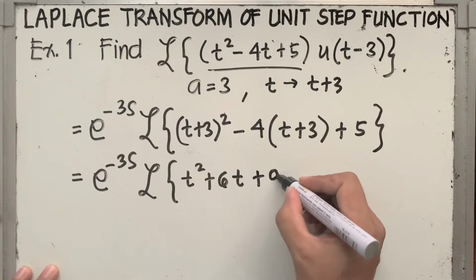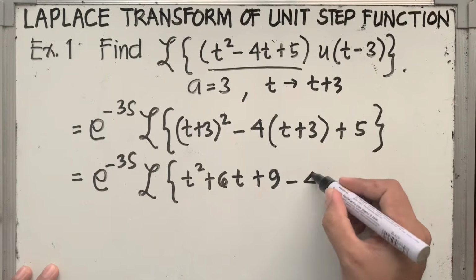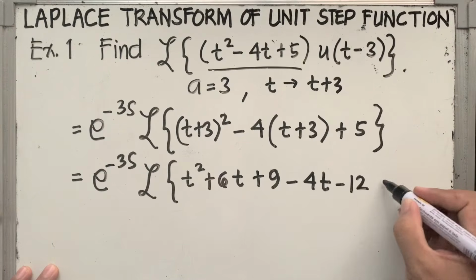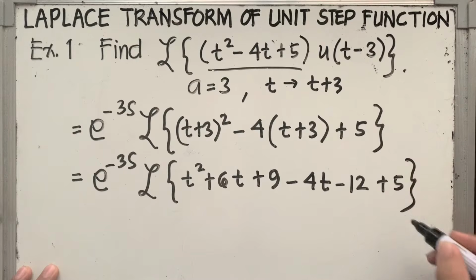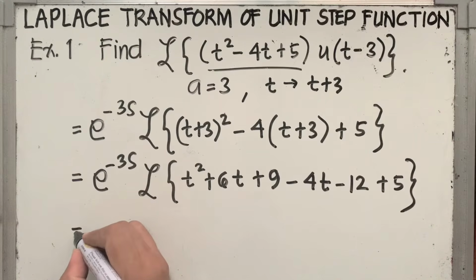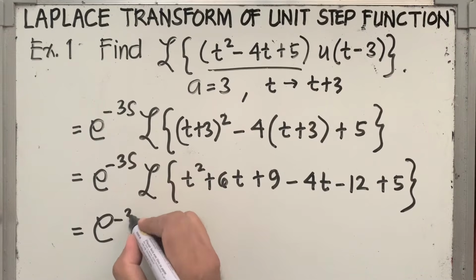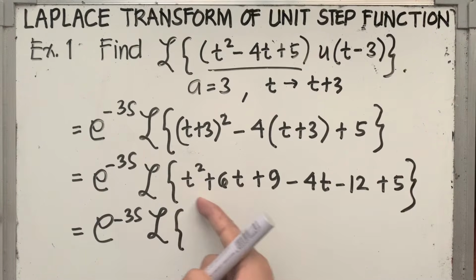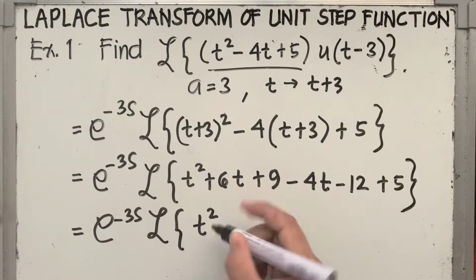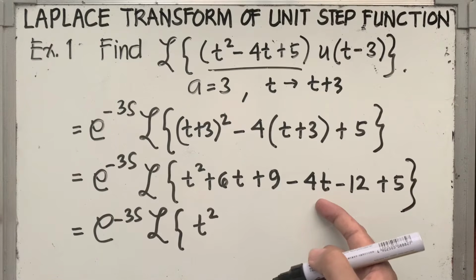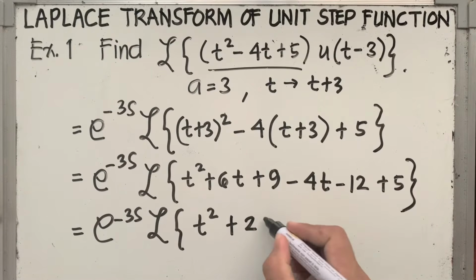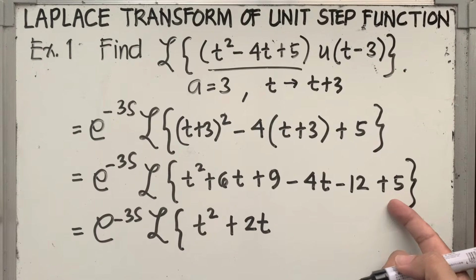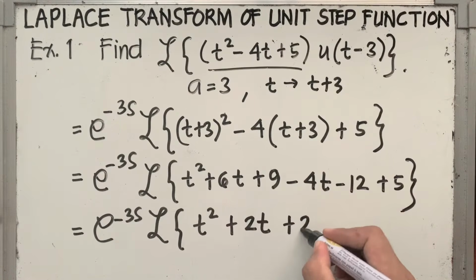So, expand muna natin and then combine like terms. Okay, so we have, ayan, minus 4t minus 12 plus 5. Okay, combining like terms. Copy muna natin yung e raised to negative 3s. So, bago natin i-Laplace, simplify muna natin yung nasa loob. T squared plus 6t minus 4t. So, we have plus 2t. And then, we have 9 minus 12 plus 5 is plus 2.